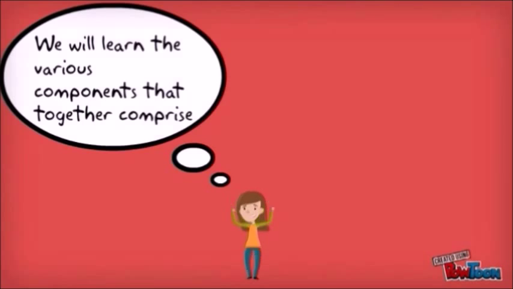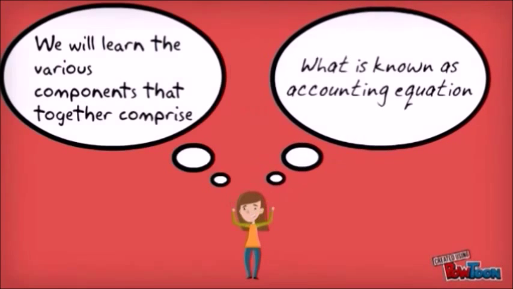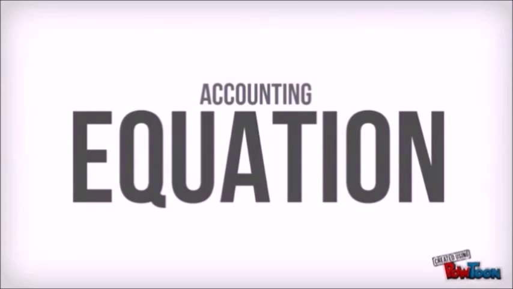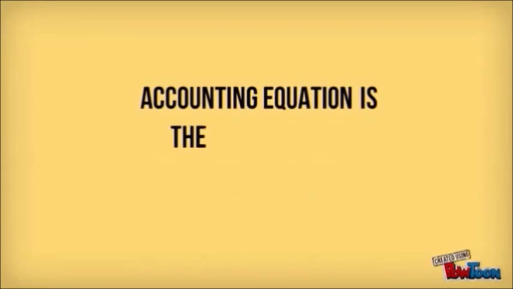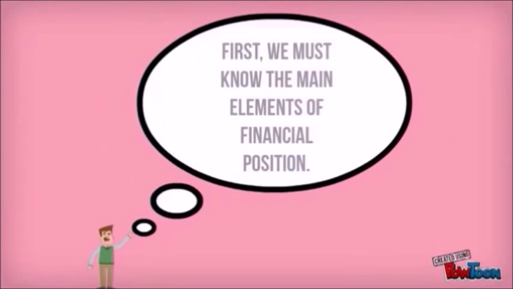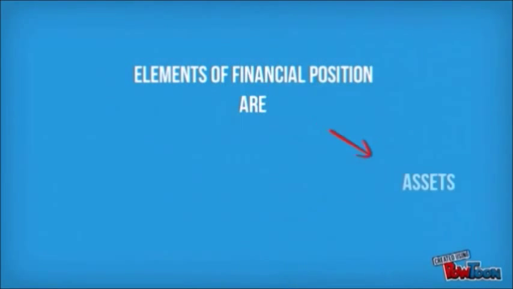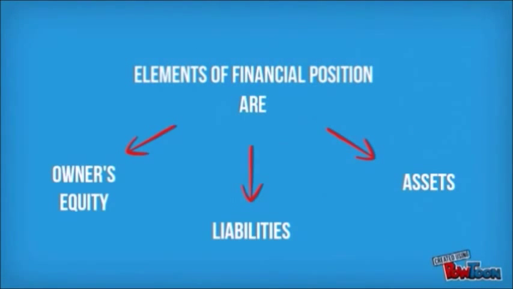Today, we will learn the various components that together comprise what is known as the accounting equation. The accounting equation is the basic tool of accounting. First, we must know the main elements of the financial position. Those elements are assets, liabilities, and owner's equity.